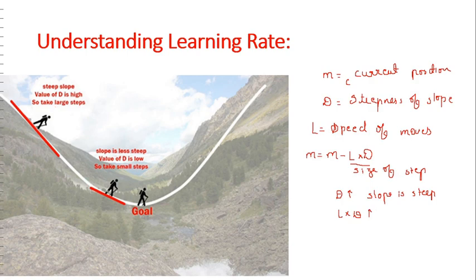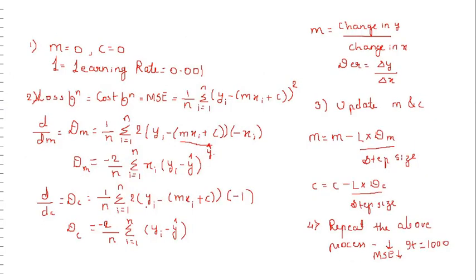Whereas what if the value of d is small? That is, the slope is less steep. In this case, my L into d, that is the step size, will be smaller. You can check over here, his step sizes are smaller, and finally this is his goal position. I hope L into d is clear. We need to assume the value of L. Over here we have assumed 0.001. As I said, for better accuracy this value should be small. We can change the value by trial and error method.